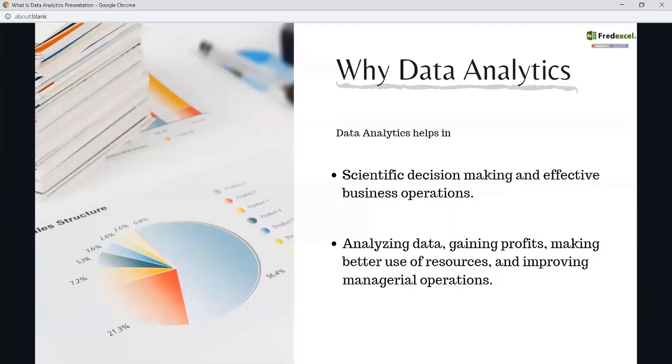As we said, data has so many dimensions and diverse techniques. Now, why data analytics? We should understand that when it comes to data based on science, it helps in making effective business operations. With the way the world is going, data is a very important tool. Without data, you can't make an informed decision. And to make this informed decision, you need to go through some processes: one, analyzing the data, two, gaining profits, three, making better use of resources, and the last one, improving managerial operations.